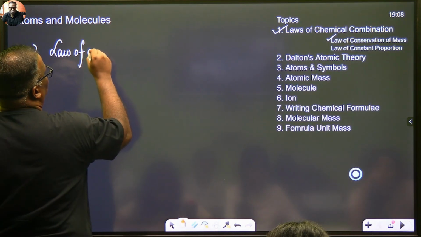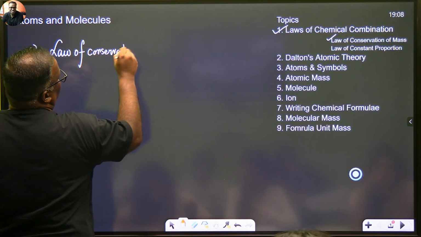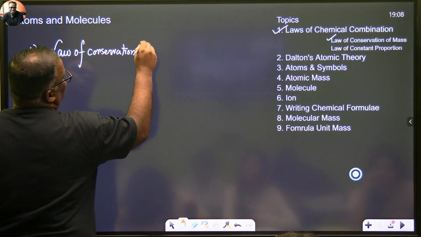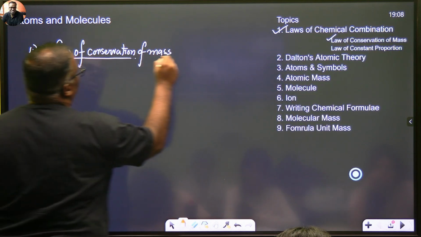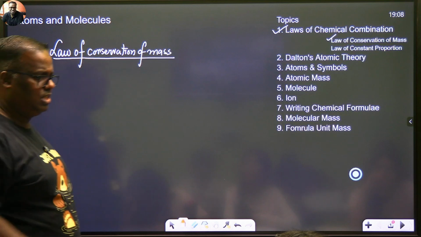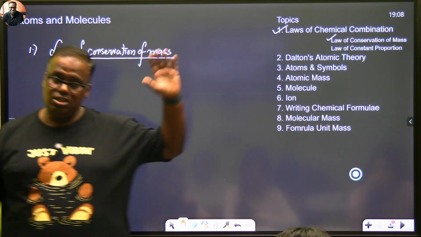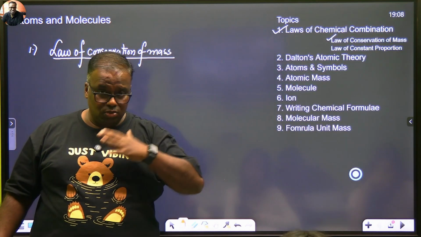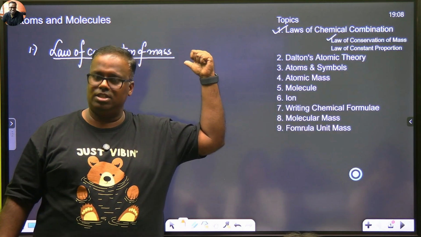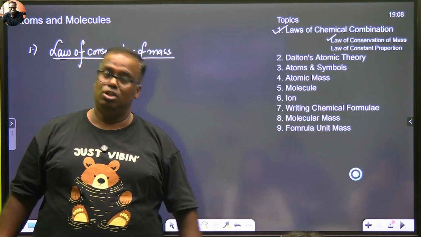So the law of conservation of mass. We spoke a lot about this law, that this law was given by Antoine Lavoisier, and this belongs to the 1700s era. And in those days, nuclear reactions were not known. So this law applies only to chemical reactions. In today's world, we do not see the law as it is, because today we have chemical reactions as well as nuclear reactions.